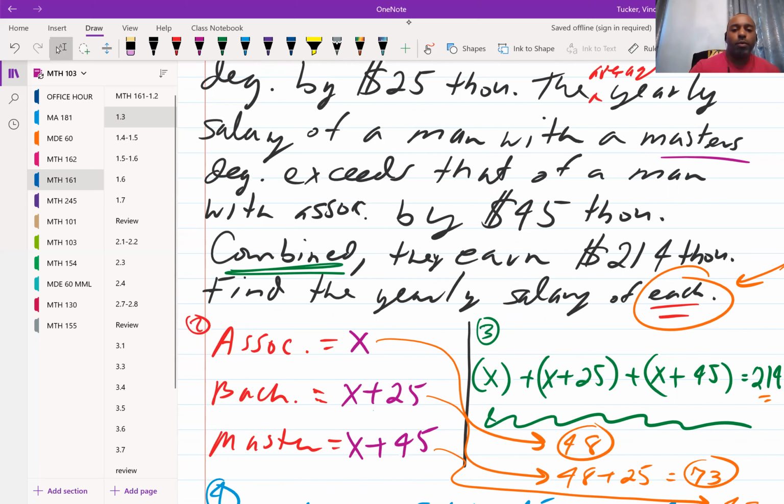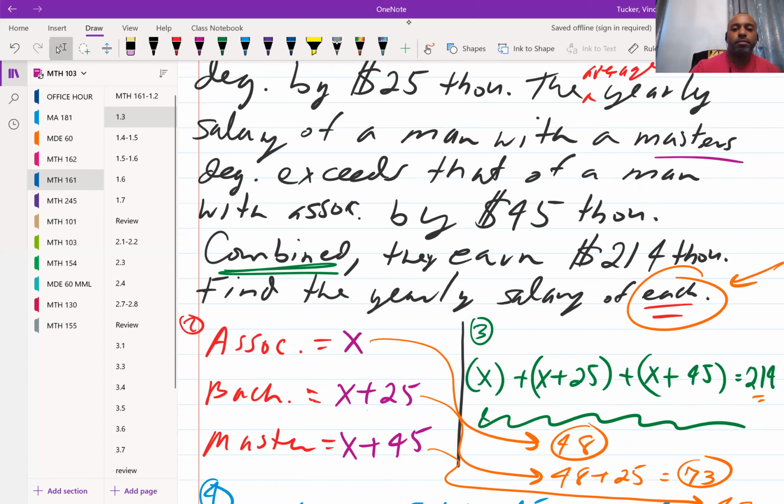All right, so before we go to the third step, is everybody okay with this right here and how we established X plus 25, X plus 45? All right.